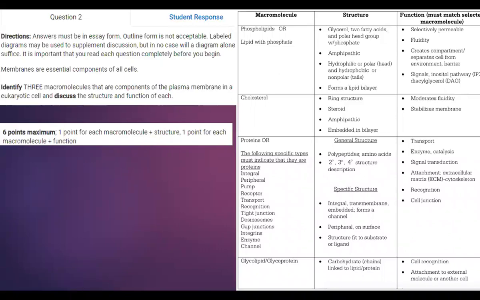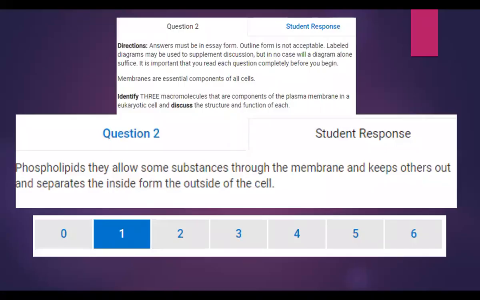So let's look at some answers. Okay, this person earned a point. Phospholipids, they allow substances through the membrane and keep others out, and it separates the inside from the outside of the cell. This was an identify and a discuss. So identify would have been the phospholipid, and they told me what its function was. That tied it to a complete point. So it could have been phospholipid with structure or phospholipid with function, and it could have gotten a point, but they missed the structure part here. So this was a 1 point answer.